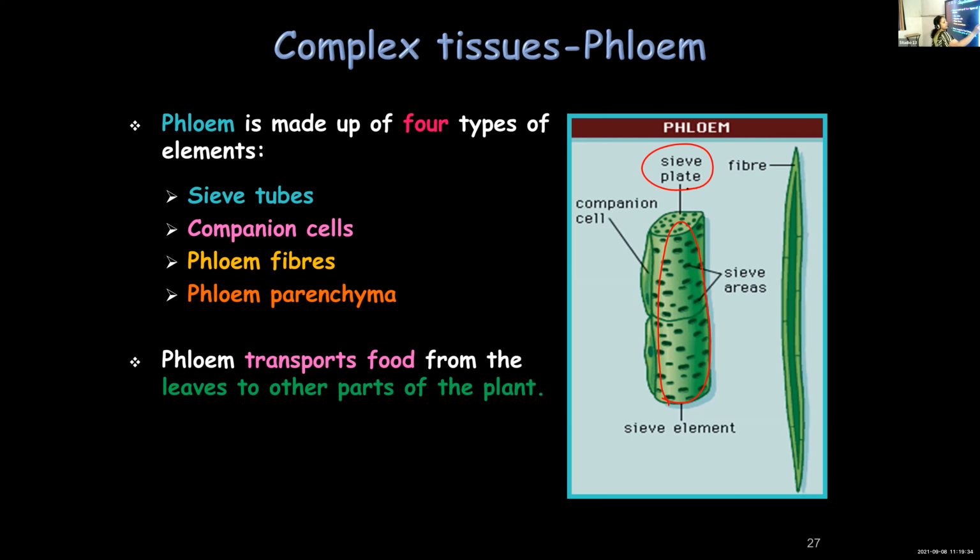Then companion cells. They assist sieve tubes in transporting food. Then fibers are also there. Phloem fibers, phloem parenchyma, sieve tubes and companion cell. So this is the sieve tube. This one is the companion cell. And this is the phloem fibers.